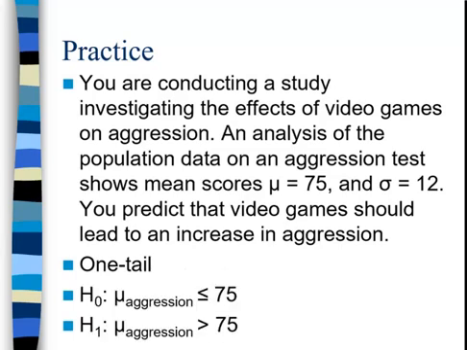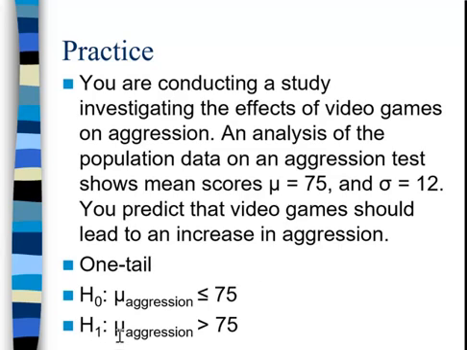So hopefully you said it was a one tail, right? Because you predict that video games should lead to an increase in aggression. So you predict that whatever our sample is going to be greater than this population mean of 75. So because there's a directional prediction, that means that we're running a one-tailed test. And again, when it's a directional prediction, I think a good strategy is to start off with the alternative hypothesis, because the alternative hypothesis should reflect exactly what's being stated in this example.